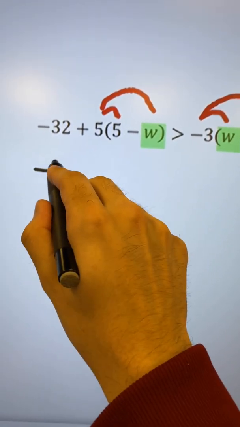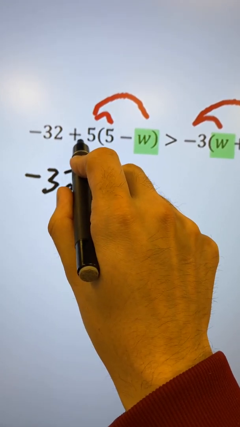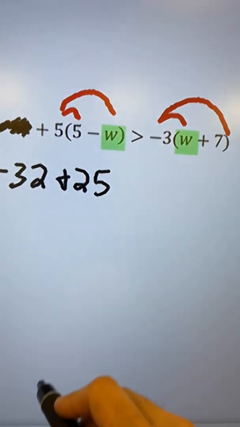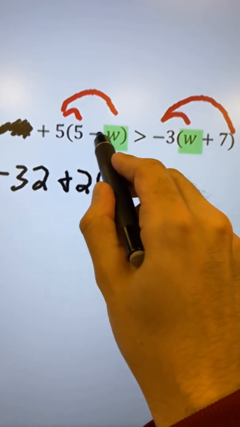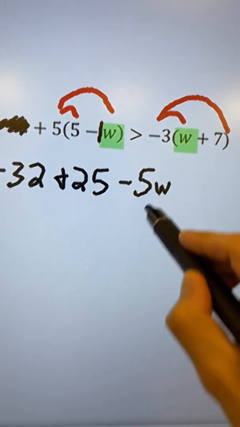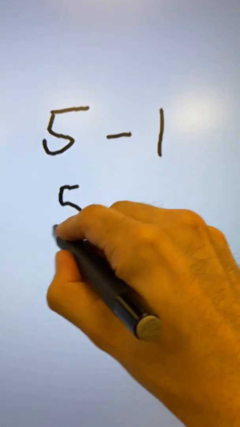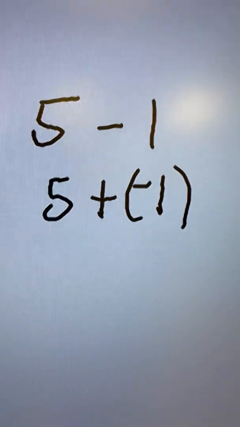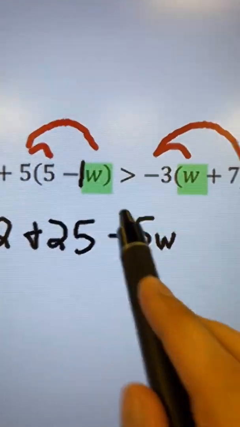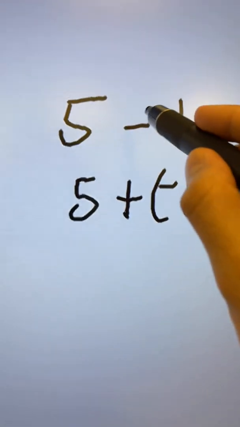So we're going to get negative 32. Multiply these out. Notice this is a positive 5. So if I ignore this, it's like saying positive 5 times positive 5, which is positive 25. And then again, positive 5 times negative W, or negative 1W, is negative 5W. As a side note, 5 minus 1 is the same thing as saying 5 plus negative 1. So that's why I am interpreting this minus 1 as a negative 1, because I'm pretty much doing this part in my head. I'm considering this as a negative because it's the same thing.